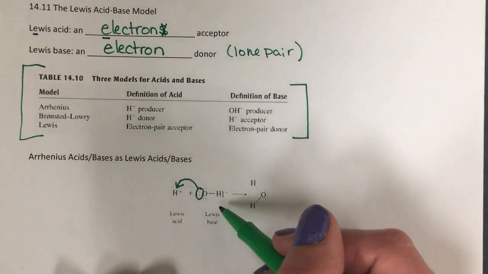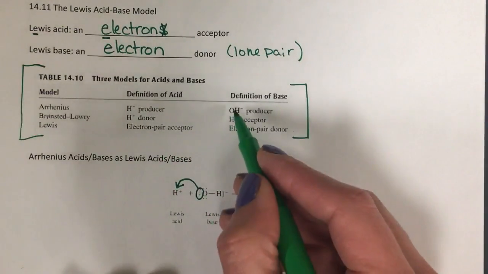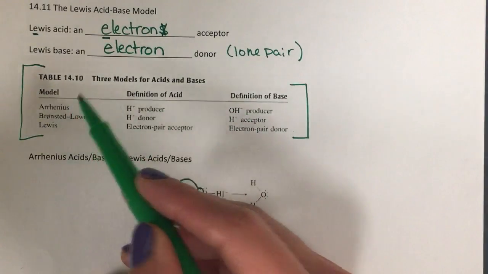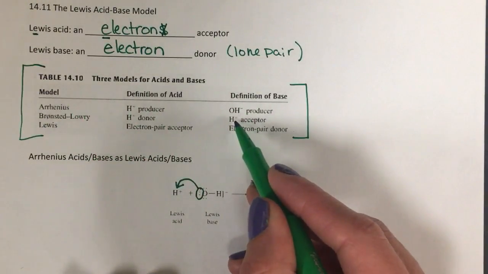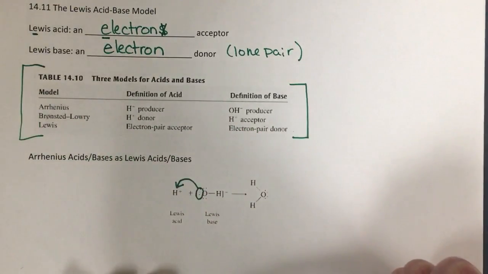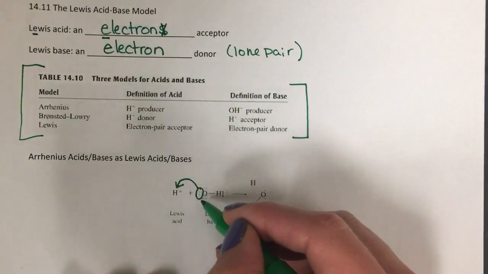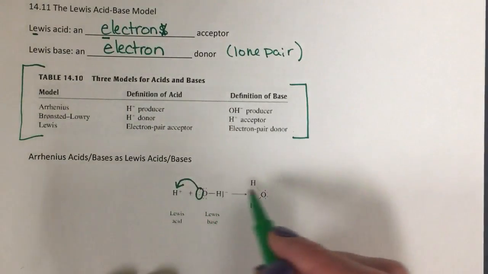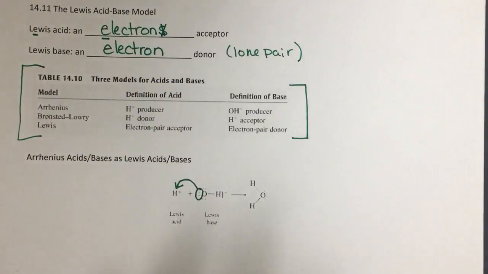Same thing with my base. My base has an OH minus, so it's an Arrhenius base. It is accepting H pluses, so it is a Bronsted-Lowry base, and it's donating electrons, so it's a Lewis base. So in this case, this example is all three.